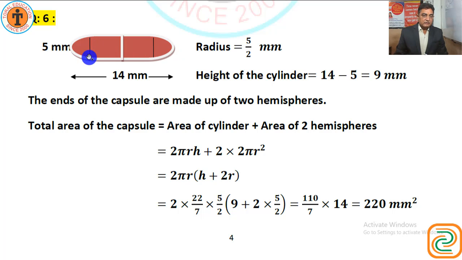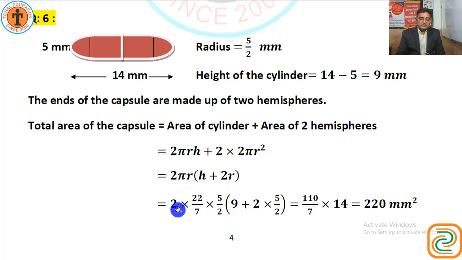Radius plus radius gives diameter. If we subtract 14 minus 5, we will get the height of the cylinder. Right? Height of the cylinder. Radius is 5 by 2. The ends of the capsule are made up of 2 hemispheres. Total area of capsule equals area of cylinder plus area of 2 hemispheres. Then 2 pi rh plus 2 into 2 pi r square. If we take 2 pi r as common, then h plus 2r. It will give us h plus 2r.